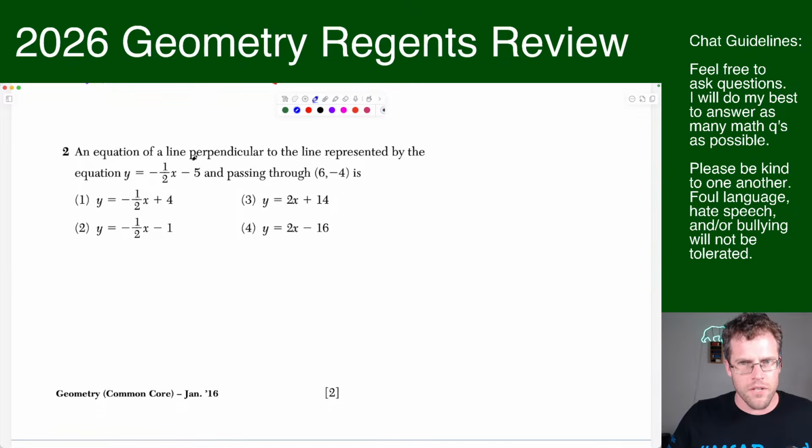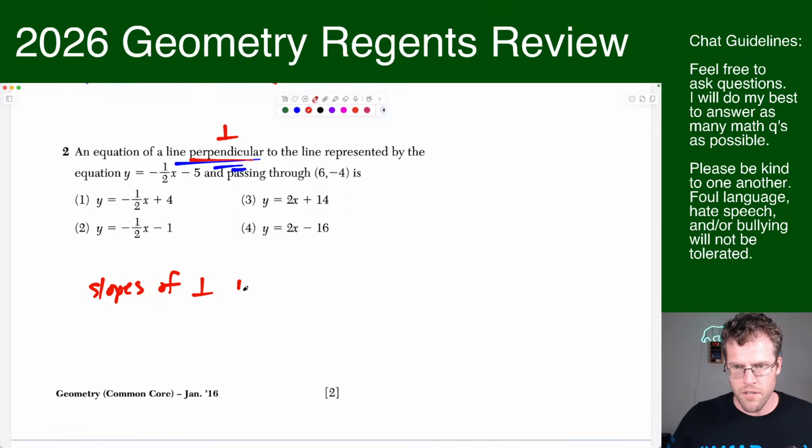Okay, equation of a line perpendicular to the line represented by this equation here. I'll show you how to do this the technical way, and then I'll show you the emergency way. For this, I'll show you the math first. Slopes of perpendicular lines, you could abbreviate. So this means perpendicular.